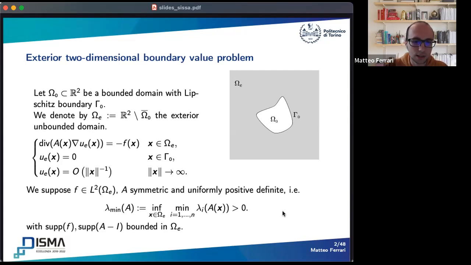I define this because this will be one of the main characters of the stability analysis. I will recall the definition, but this will be very important. Last assumption, typical in the coupling world, we suppose that the support of f, as well as the support of A minus the identity, are bounded in this exterior domain. In other words, from a certain point, this PDE is the Laplace equation, because A will be the identity and f is zero. Okay, we want to solve numerically this problem in some way.